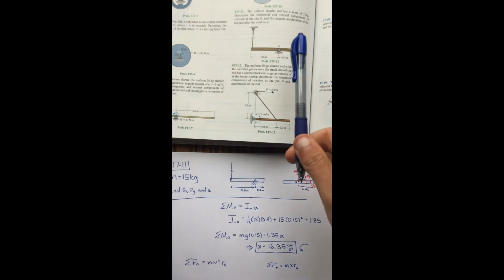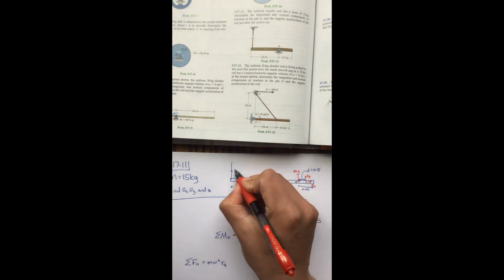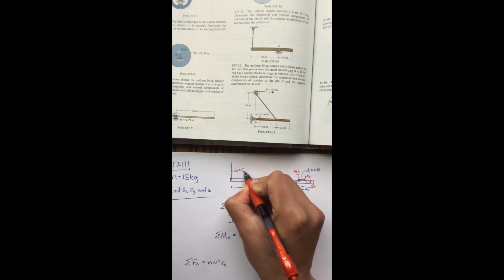I have the sum of the forces in the normal direction is equal to the mass times omega squared times r_G, and the sum of the forces in the tangential direction is equal to the mass times the angular acceleration times r_G. Now, they asked us to do this just after the cord is cut. At the instant the cord is cut, the angular velocity is equal to 0, which means when you sum up the forces in the normal direction, you get 0.